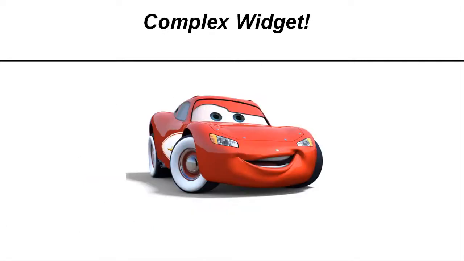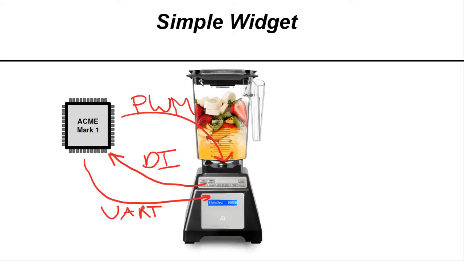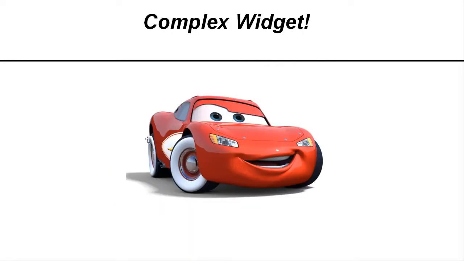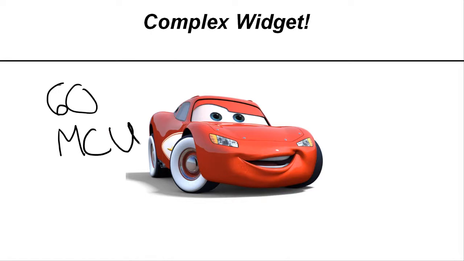Now, let's look at Lightning McQueen. So what does this have to do with the blender? Well, everything. Lightning McQueen is just a more complex widget. Here is the big difference: the blender may have one small, say, 8-bit microcontroller. Lightning McQueen may have up to 60 MCUs or microcontrollers. And you'd be like, why in the world would you need 60 microcontrollers? Well, cars are very complex. And to deal with the complexity, they distribute intelligence throughout the car.